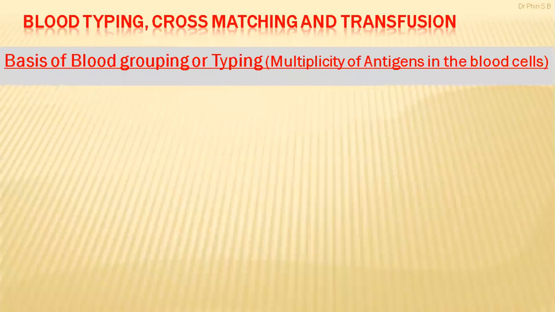So we'll start by looking at blood typing, cross-matching, and transfusion. These things are related, so that's why I'm putting them here. But before we proceed, let's look at the basis of blood grouping or typing, the multiplicity of antigens in blood cells.